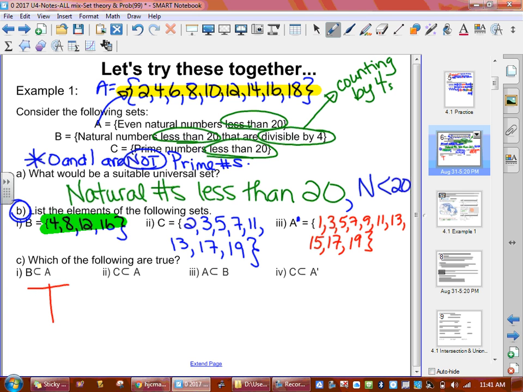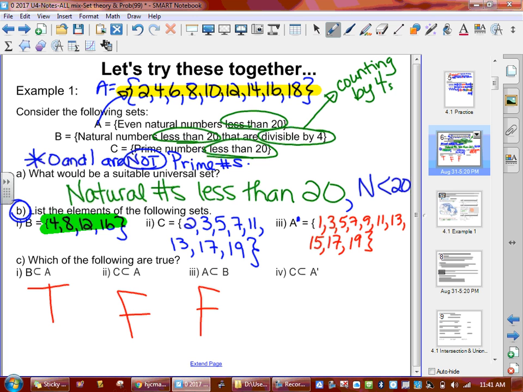What about letter C? Are these numbers all inside set A? No, it's false because there's some odd numbers in there. Well then, how about A? Is the even numbers, all of set A, inside set B? Heck no, that set B is too small of a set. Okay, so that one's false.